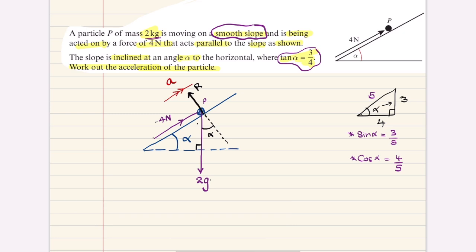Instead of resolving horizontally and vertically, we can resolve into two different directions, but still they are going to be perpendicular to each other. You could apply F equals ma along the plane, and it could be upward. Since the particle is moving upward, I'm going to mark the upward direction along the plane. So this is how you mark the direction that you are going to apply F equals ma along the plane upward.